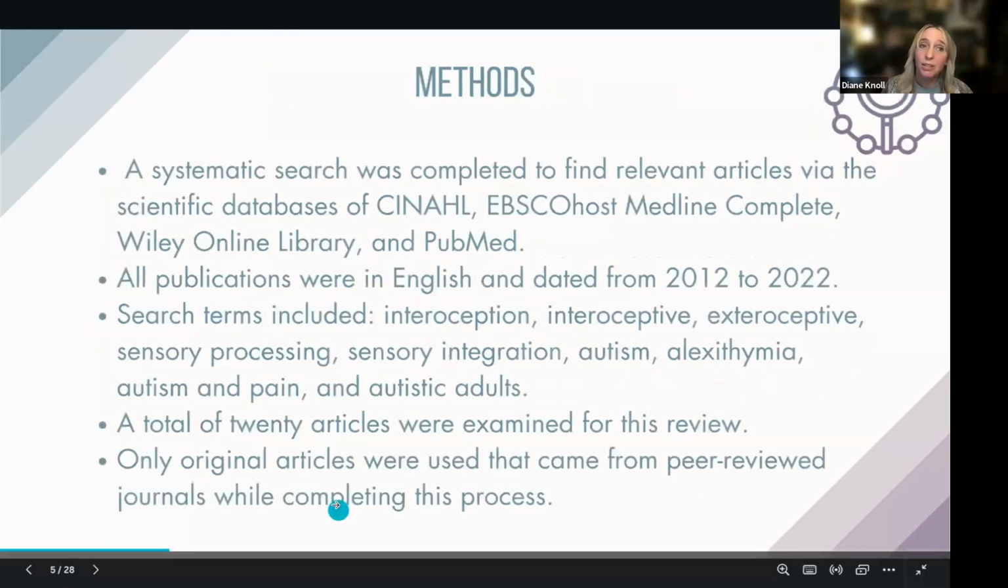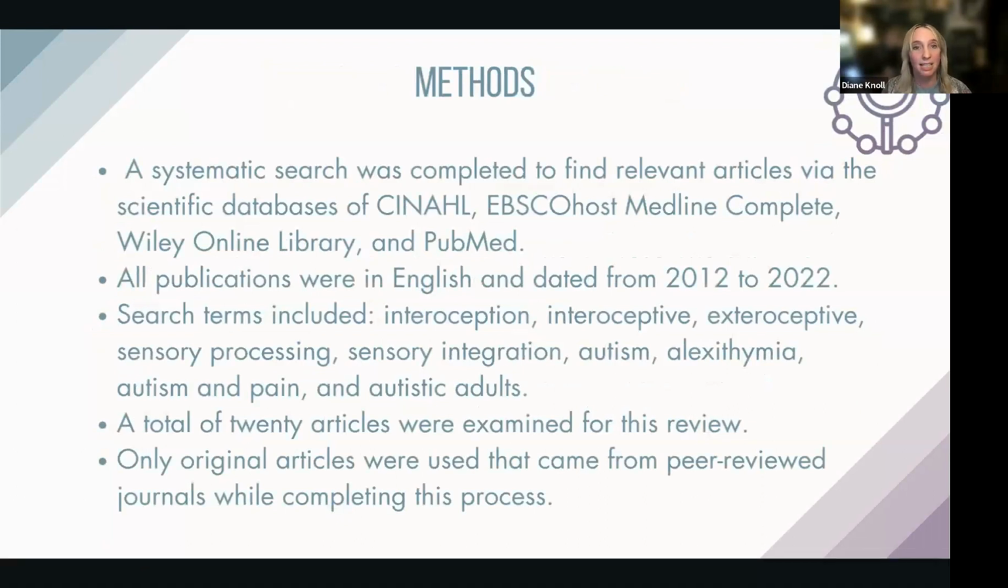The method I used to complete the literature review was a systematic search of the databases listed there. All articles were written in English and dated from 2012 to 2022. Search terms included interoception, interoceptive, exteroceptive, sensory processing, sensory integration, autism, alexithymia, autism and pain, and autistic adults. There was a total of 20 articles, and only original articles from peer-reviewed journals were used.